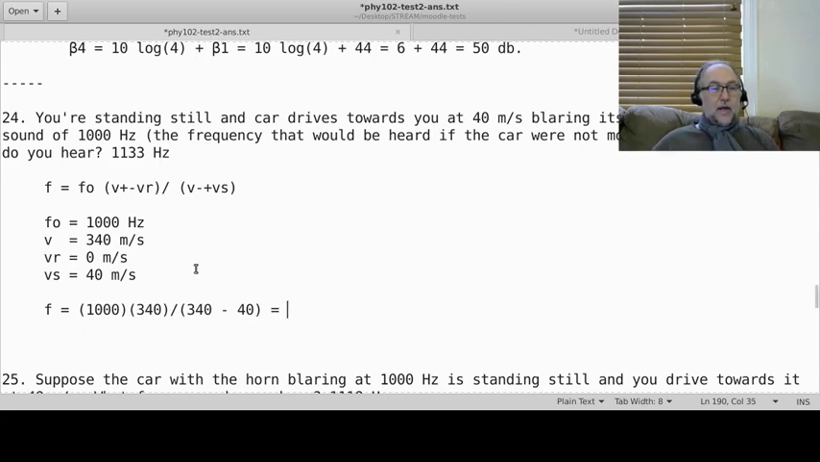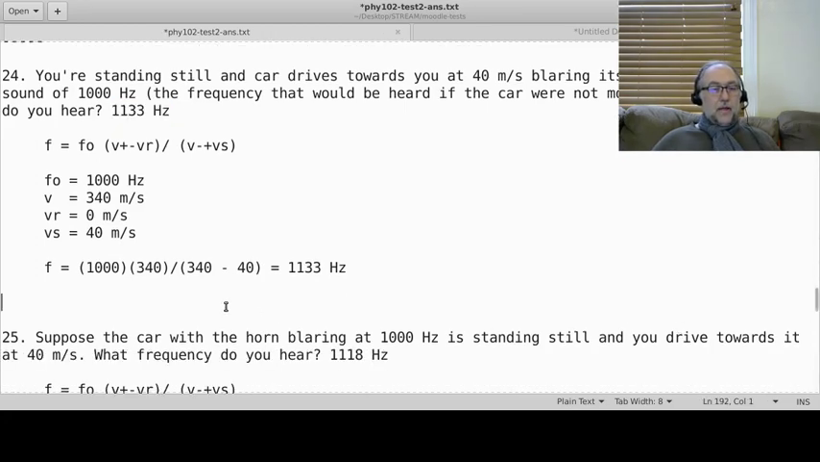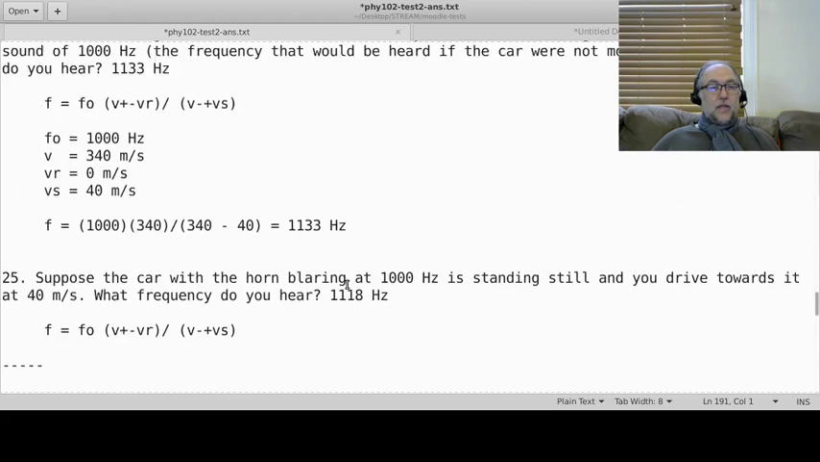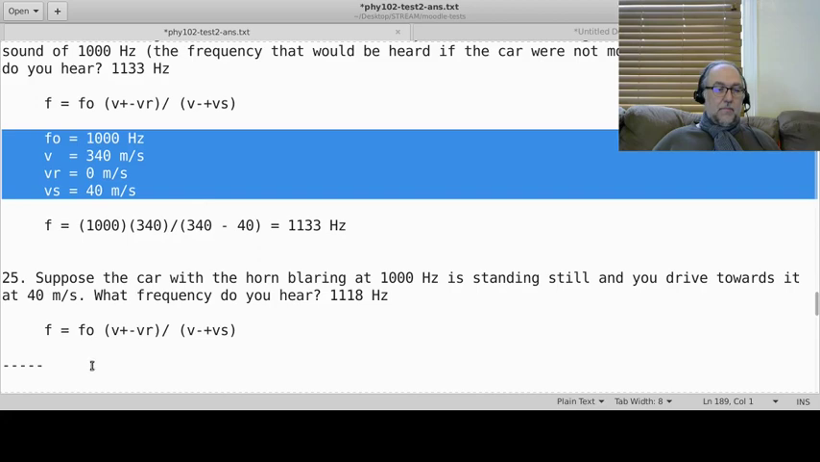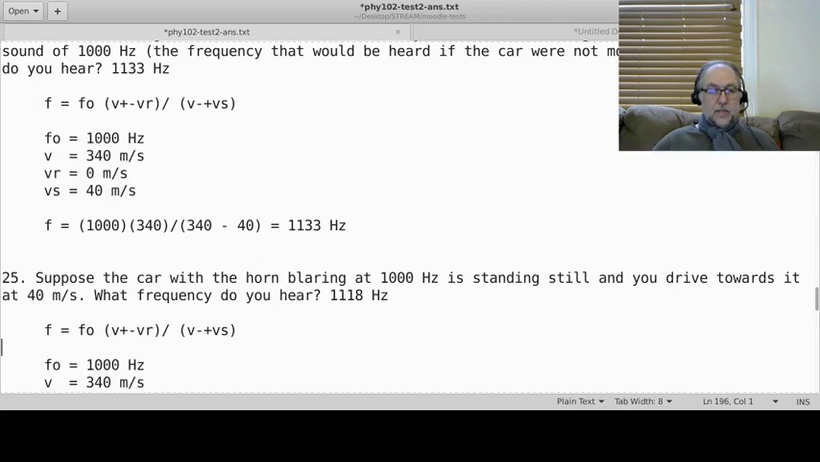Okay, and if you work that out, the answer turned out to be 133 hertz. Great. So in the second one, I just wanted to make sure I gave you a second problem on this, to make sure that you understood the difference between VS and VR. It's the same formula and almost the same quantities here.